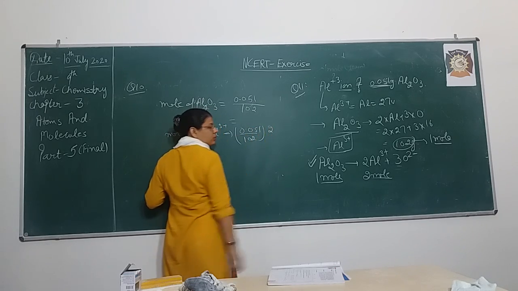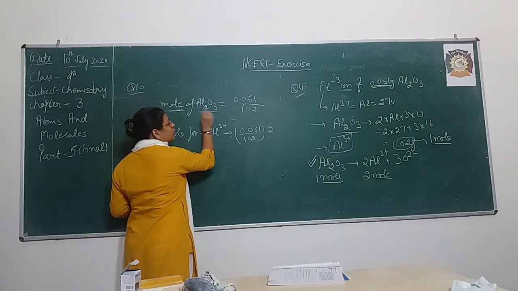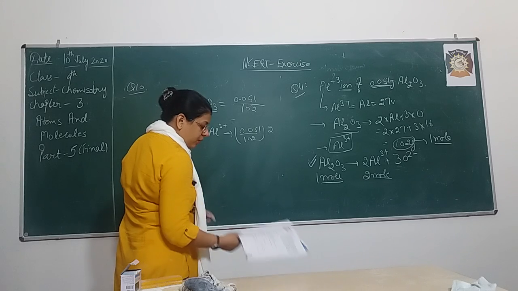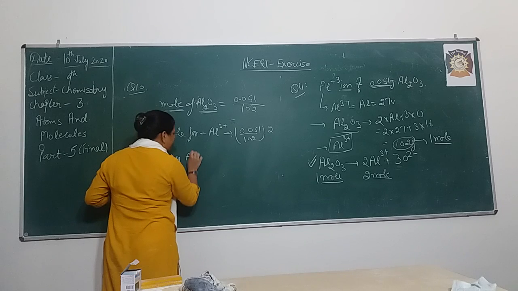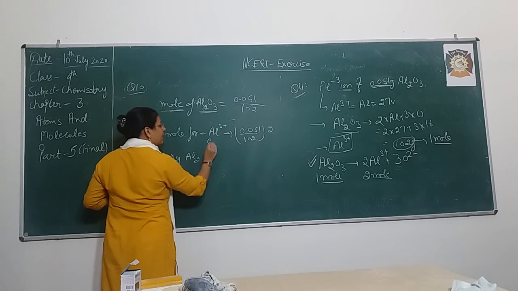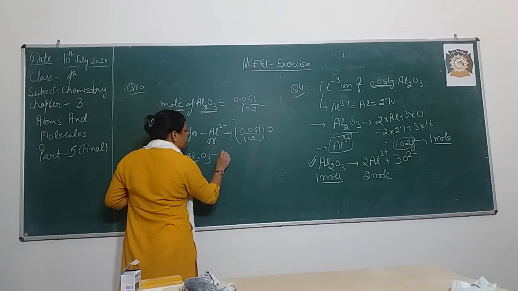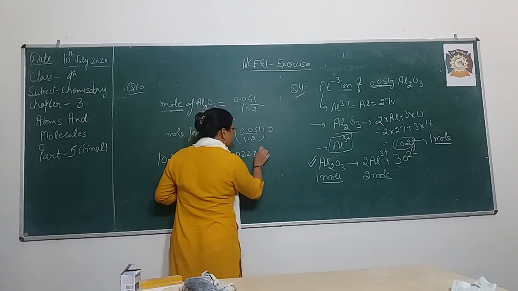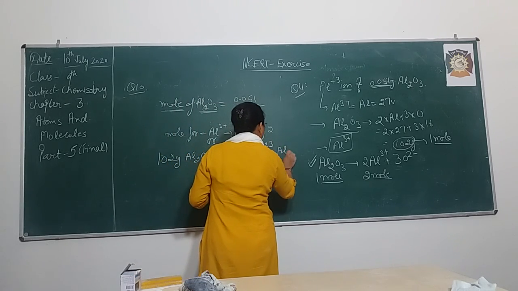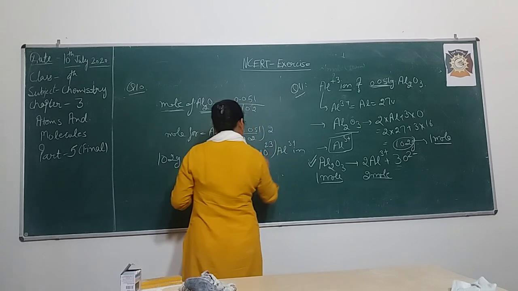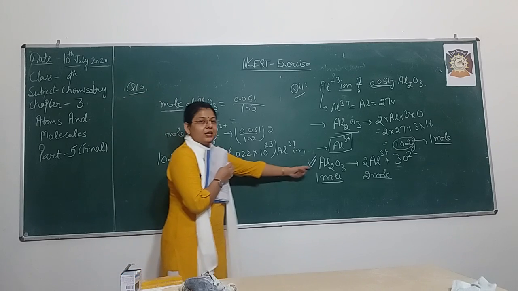Or you can say that 1 mole of Al2O3 means 102 grams of Al2O3. Here you can solve this by the above method, or the other method is, we know that 102 grams of aluminium oxide contain 6.022 into 10 raised to the power 23 Al3 positive ions. We have to multiply this whole by 2 because 1 mole gives 2 ions.